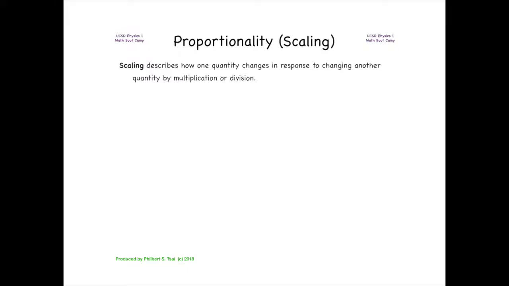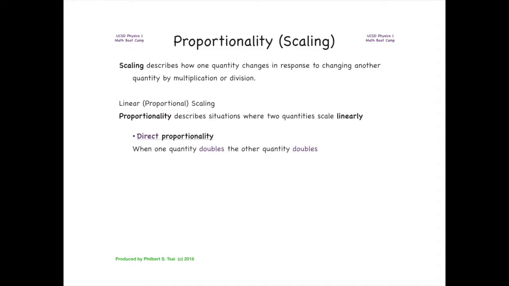Scaling describes how one quantity changes in response to changing another quantity by either multiplication or division. The first type of scaling we'll look at is called linear scaling. Proportionality describes situations where two quantities scale linearly. One way this can happen is with direct proportionality.